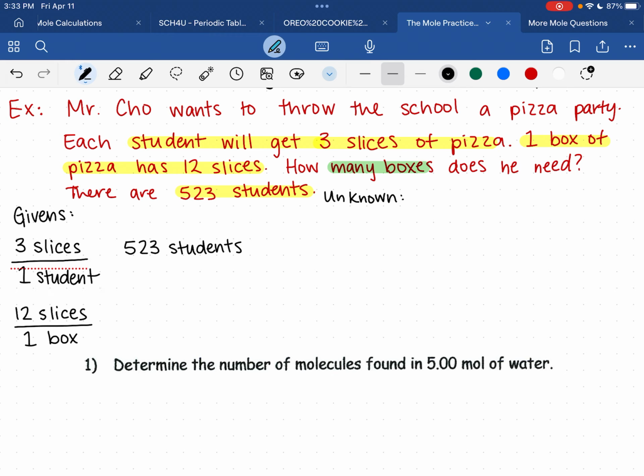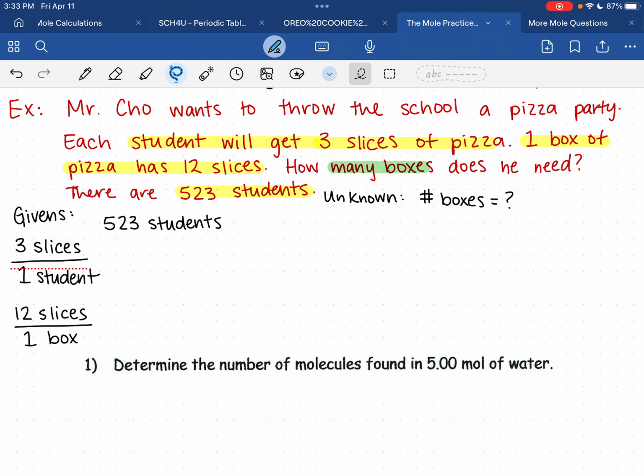So in this problem, we don't have traditional units. We're using slices, students, and boxes as the units. The unknown quantity in this is the number of boxes. So actually, let's write that further up here. Number of boxes is our unknown, and that's the unit that we're looking for. I'm going to move this up so we have a little more space.